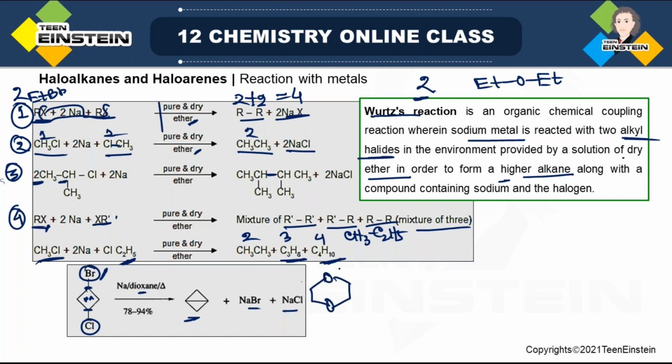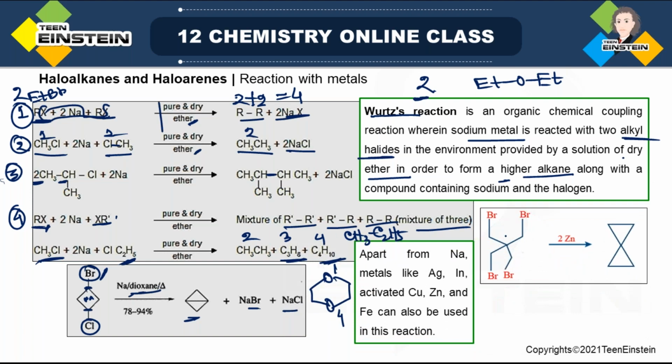So here it is 1,4-dioxane because the positions of oxygen are 1,4. Mostly, if nothing is mentioned, 1,4 or 1,2, you can consider it as if it is 1,4, because that is the most common dioxane which is used. So this is an example of Wurtz reaction where the same molecule is containing both the halogens.